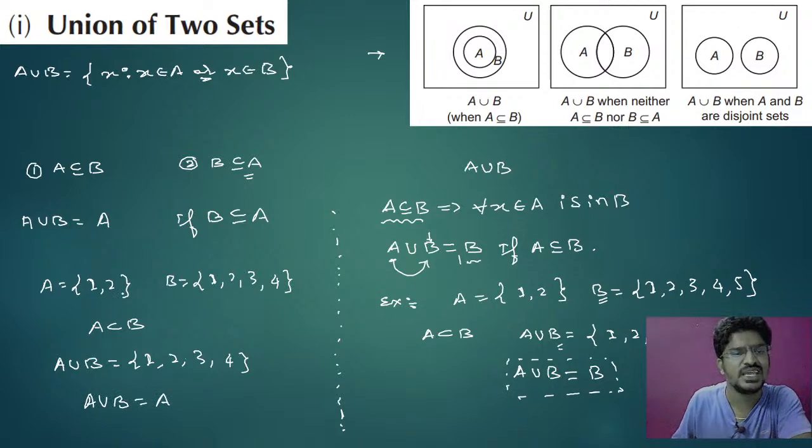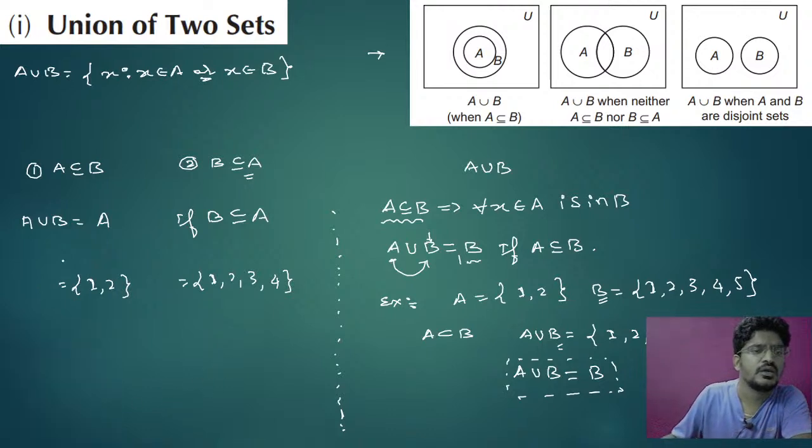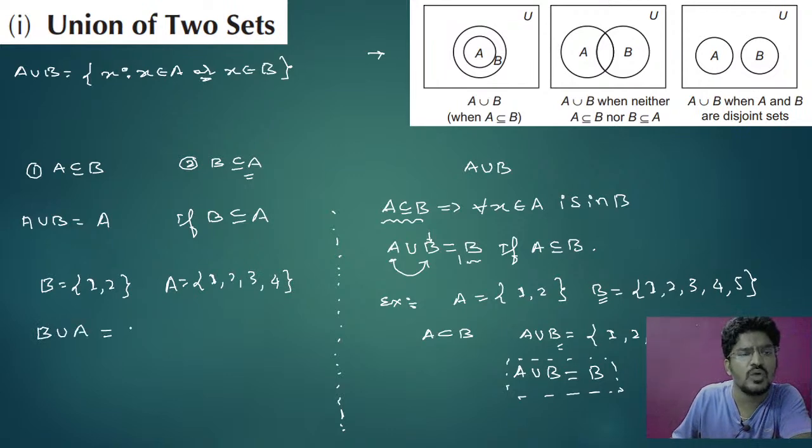Sorry, here you can just see A is a subset of B. So we need B is a subset of A, right? Okay, let us take another example. That is, B is a subset of A. So for that, you take the first set as B and you take this set as A. So now B union A will be equal to what? 1, 2, 3, 4. And you can see that it is nothing but equal to set A.